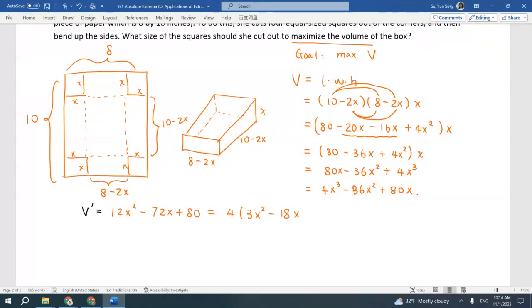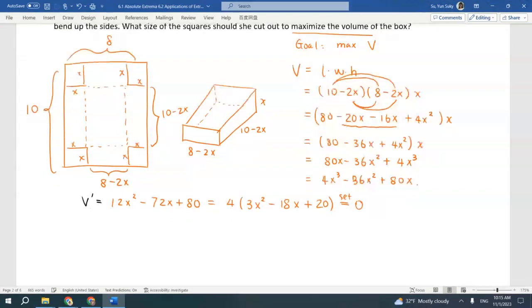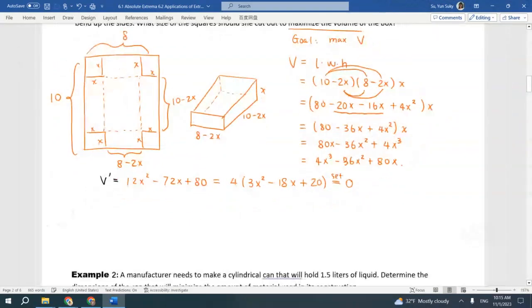Okay. Let me ask Tom and see what he thinks about it. Okay. So we factor out the 4, and then the 80 becomes what? 20, right? And it's a quadratic function, right? So we either factor it or use the quadratic formula. Looks like we cannot factor this, right? So let's set this equal to 0 and use the quadratic formula.